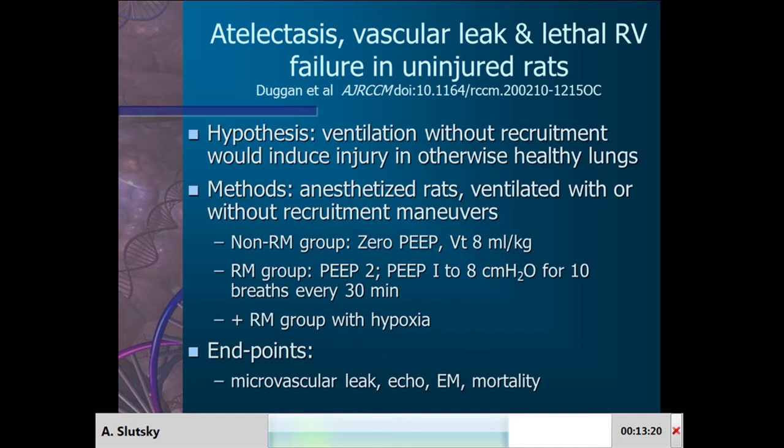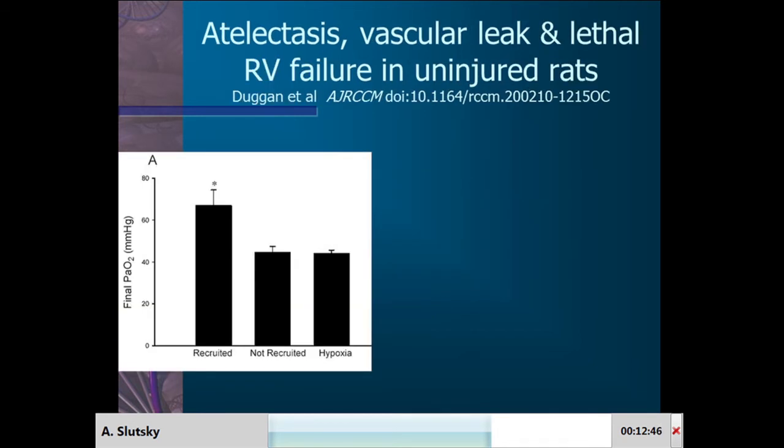I'll show you this one study from Duggan. This is from Brian Kavanaugh's group, looking at atelectasis, vascular leak, and lethal right ventricular failure in uninjured rats. So the hypothesis they had was that ventilation, if you didn't do a recruitment maneuver, could induce injury in lungs that otherwise were relatively normal. So they used anesthetized rats, ventilated them with or without recruitment maneuvers, and the recruitment maneuvers are shown here, and the groups are shown here. And they had a number of endpoints, including microvascular leak, echo, which is important, EM, and mortality. And I'll just show you the results very briefly. Here's the final PO2 in the recruited lungs on the left and the non-recruited lungs. Not surprisingly, the PO2 was lower.